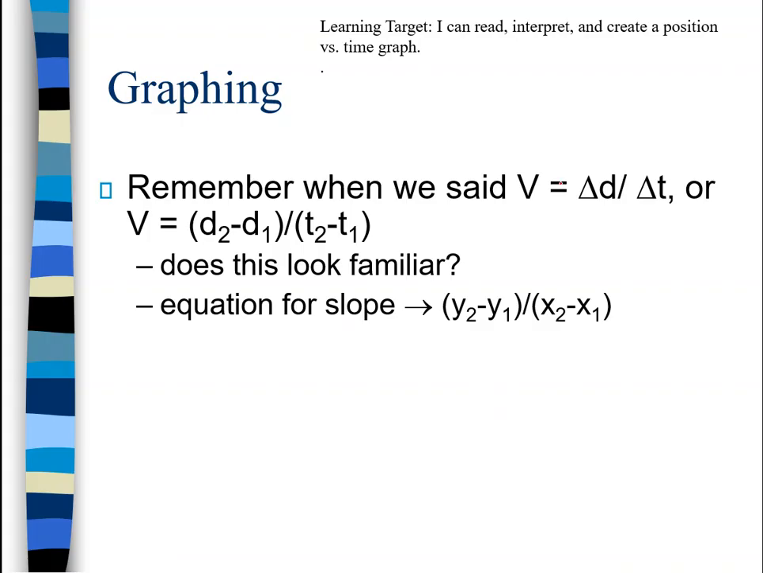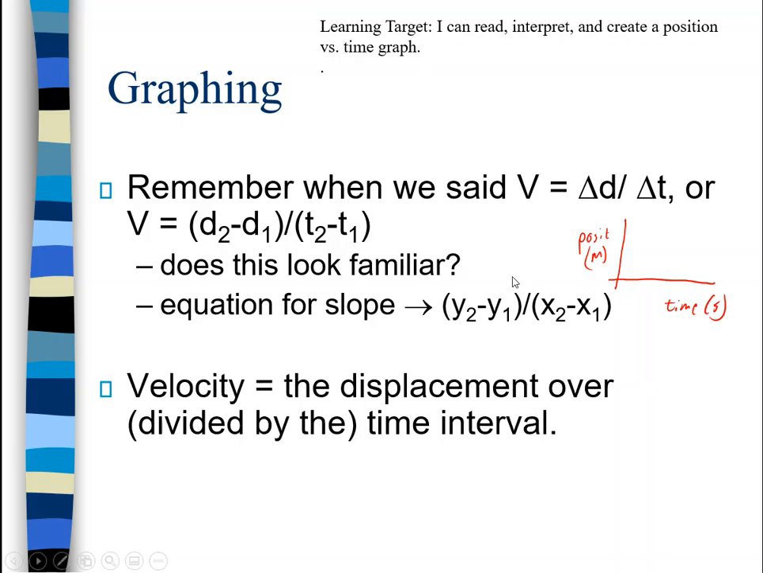We even would want to draw out if we had displacement on the y-axis or position. We kind of use position and displacement interchangeably. We probably shouldn't, but we do. Position on the y-axis and time on the x-axis. When we're doing this slope, we're saying the change in position divided by the change in time. So velocity is the displacement divided by the time interval.